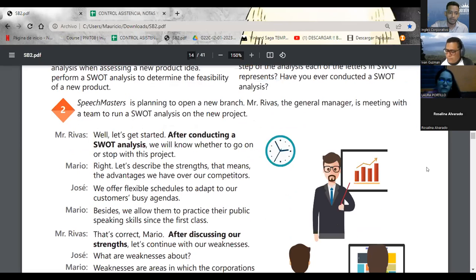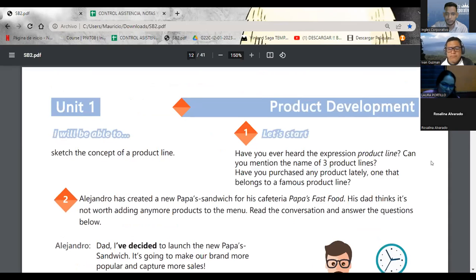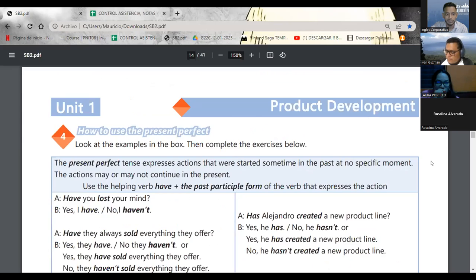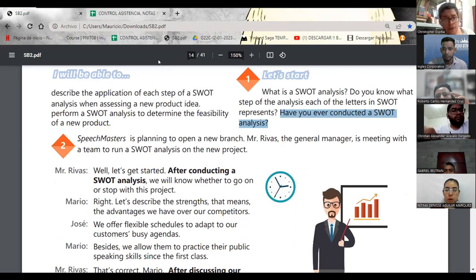Or you can go down here to number five, there you go. We're going to get to that part soon. And then it says, have you ever conducted a SWOT analysis? People, have you ever practiced this analysis? Yes, in the university. Me too. In the university, exactly. But I think we did it in Spanish, right? We didn't do it in English. Very good.